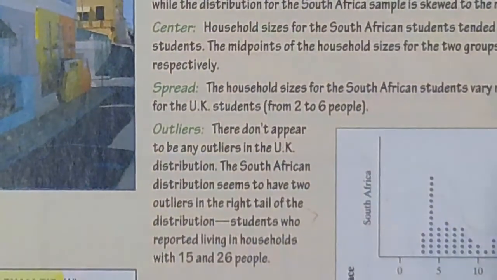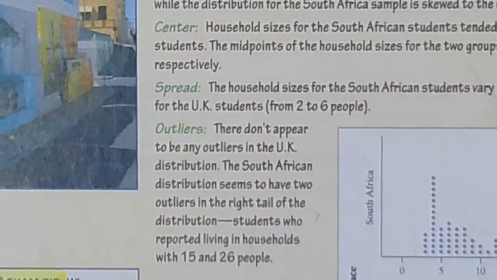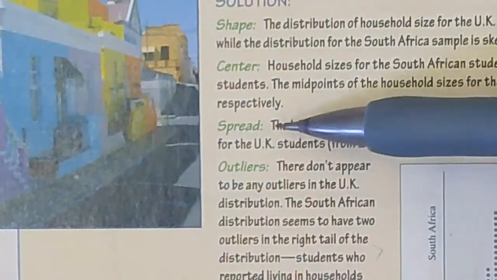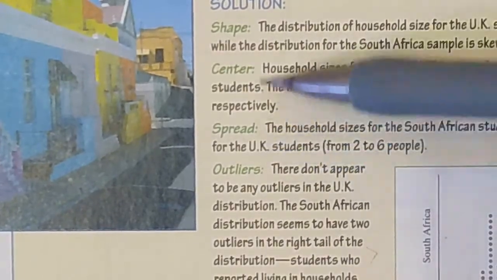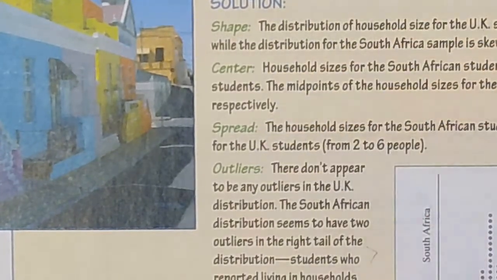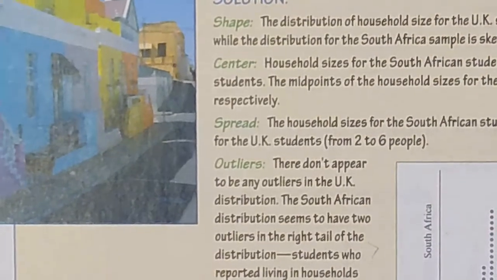Okay, you guys read it. Finished with spread and outliers. They organize a little bit differently. A lot of students like to just go in the order of CUSS. It doesn't matter as long as all 4 are addressed. So you can start with center, unusual, and then spread and shape last. Okay.